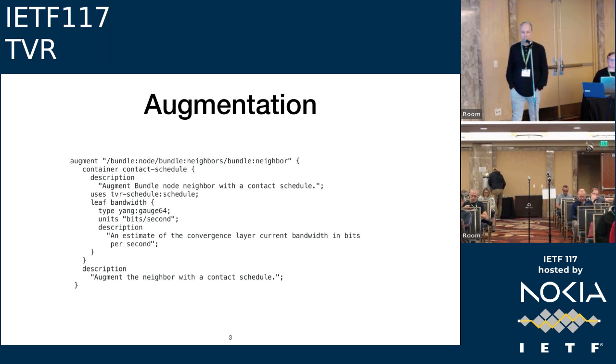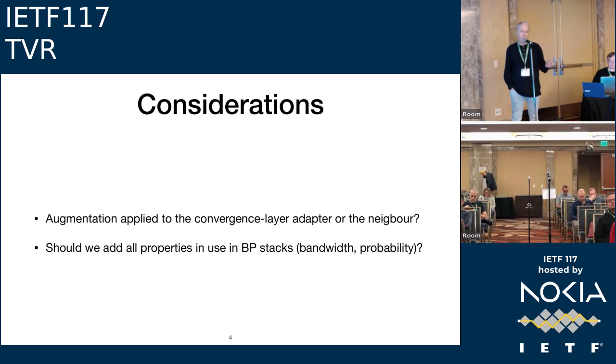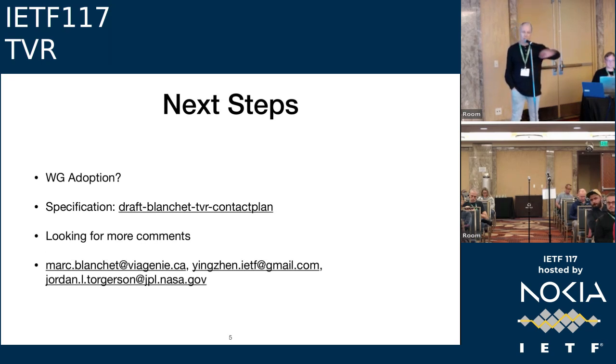So this is very basic, as you can see. One of the questions is, should the augmentation be applied to the convergence layer adapter or the neighbor? Convergence layer adapter is really the right thing. And should we add all properties used in BP stacks, such as bandwidth, probability, and so on? I'm referring to AC's last presentation, which is maybe after the merge of the two, that kind of consideration may go away or change. So I think we should keep this on the side, wait for the work of the co-authors, and see what to do next to apply the result of this over bundle.